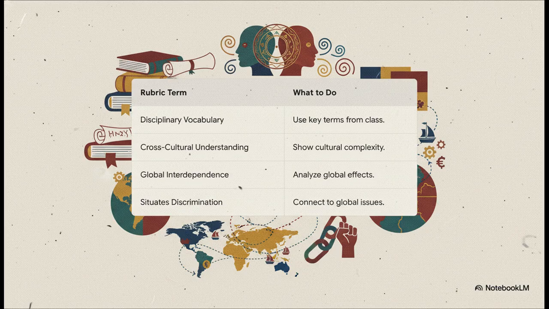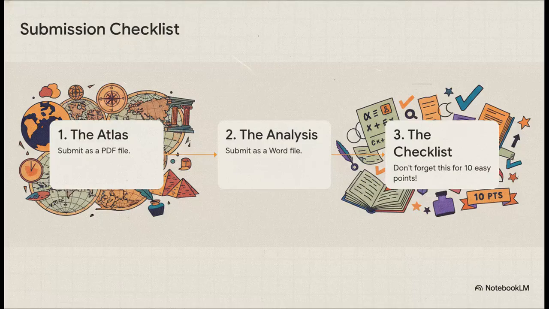Global interdependence? That's all about connecting the dots. Show how events in one part of the world affected another. And situates discrimination? Just connect a specific example of it to bigger patterns like colonialism. See? Not so scary. And finally, let's talk about submission. Don't trip at the finish line. This part is so important. You're turning in 3 separate files.